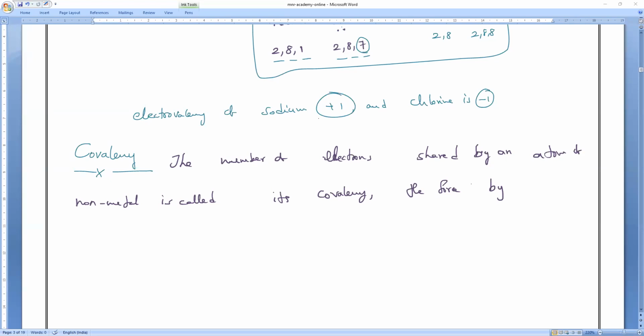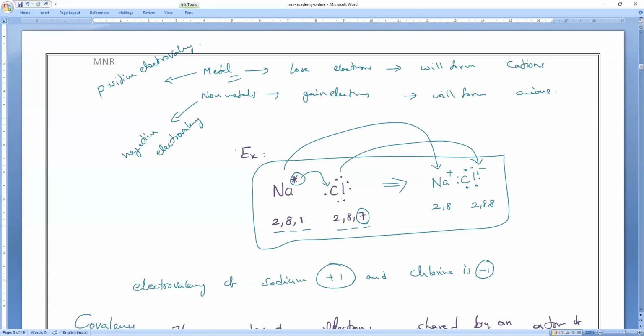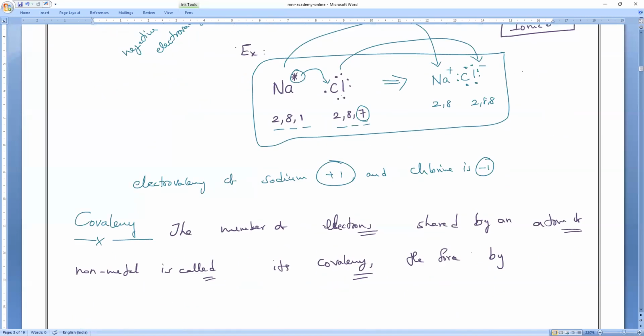Now what will happen? Covalency, as I told you, is the number of electrons shared by an atom of non-metal. And what is the force holding them here? I forgot to say that: in electrovalency, the force that makes them stay together is called, please note it everybody, the ionic bond. What is the bond name, everyone? Ionic bond, because ions are forming here.